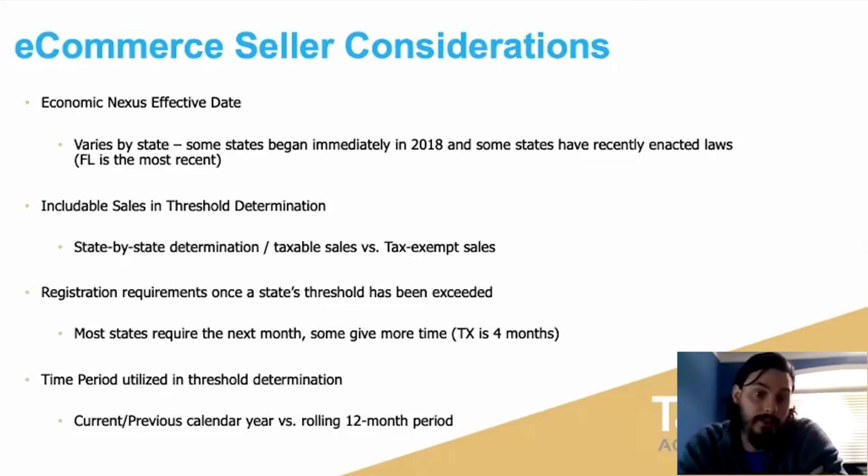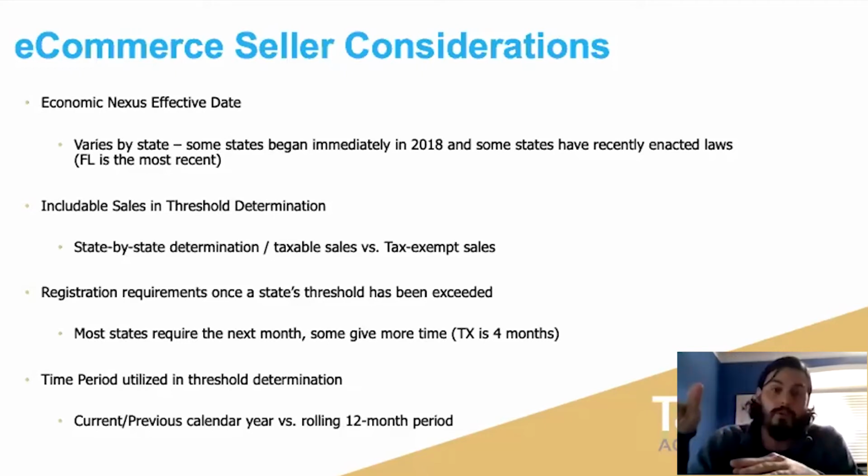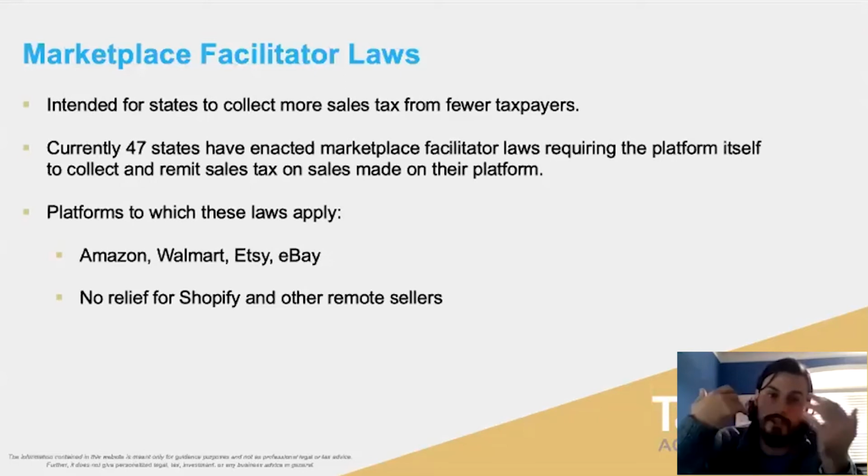The time period that's utilized in the threshold determination varies by state, but a vast majority are on a rolling 12-month period. So meaning we're in August right now, so what you would do is look at your sales exports from August of 2020 through August of 2021. And that's how you make the determination. Some states are calendar year, meaning if you don't have it in December of 2021, then you basically don't have it and you can just roll it forward to the next year and see where your sales are at. Not a lot of states are like that because, as you can imagine, they're not going to get as many registrations.